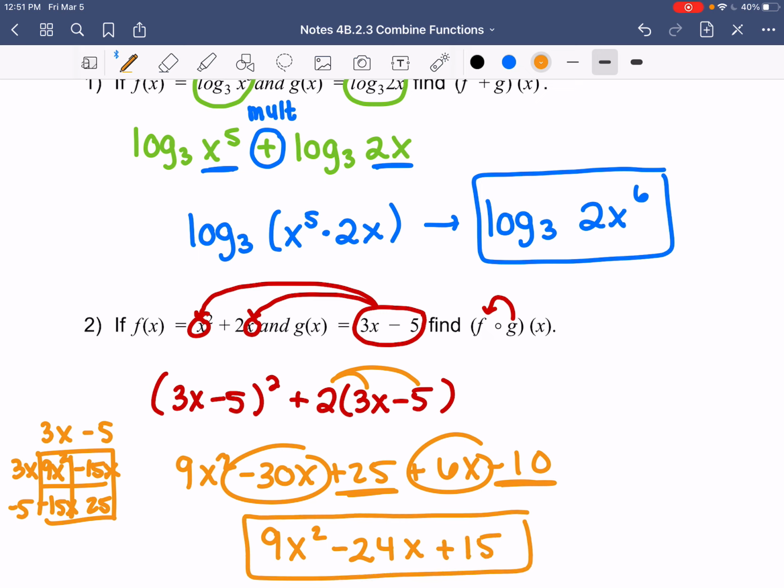And that's our answer. So we composed them together. We took one and plugged it into the other. So we took g and we plugged it in for both of these x's. The squared and the 2 still stayed there. We just plugged in x. We composed it with the g, 3x minus 5.